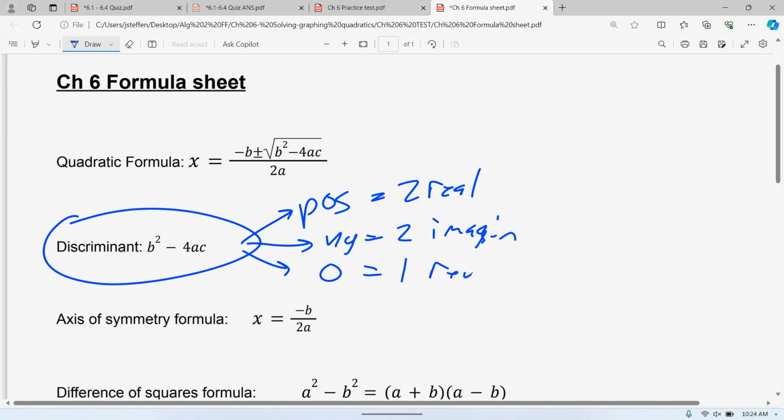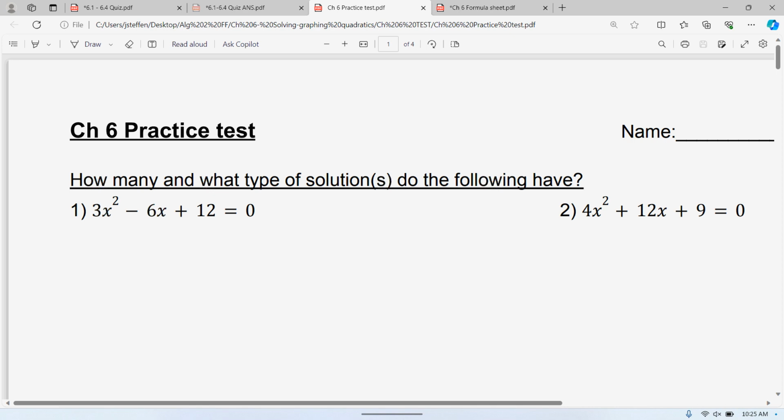If it's zero, that's one real solution. Again, you don't ever get one imaginary. It's either two real, two imaginary, or one real. The part you have to remember, make sure you memorize that. That's the quickest way to do this. And again, we don't actually care what the number is as long as it's positive, negative, or zero.